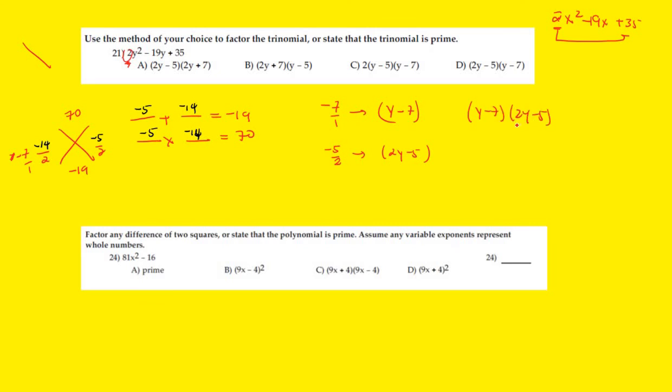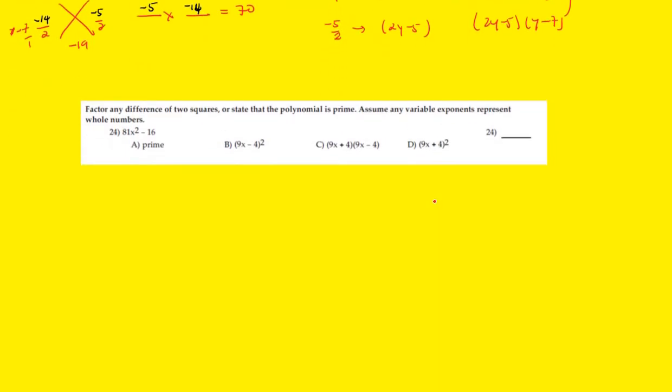And that one looks like D. Here it is. I don't need to look at it, it's already here, because this is the same as writing 2y minus 5, y minus 7. Yay, it's D. Okay, perfect. Let's go to the next one, because we're wasting too much time there.